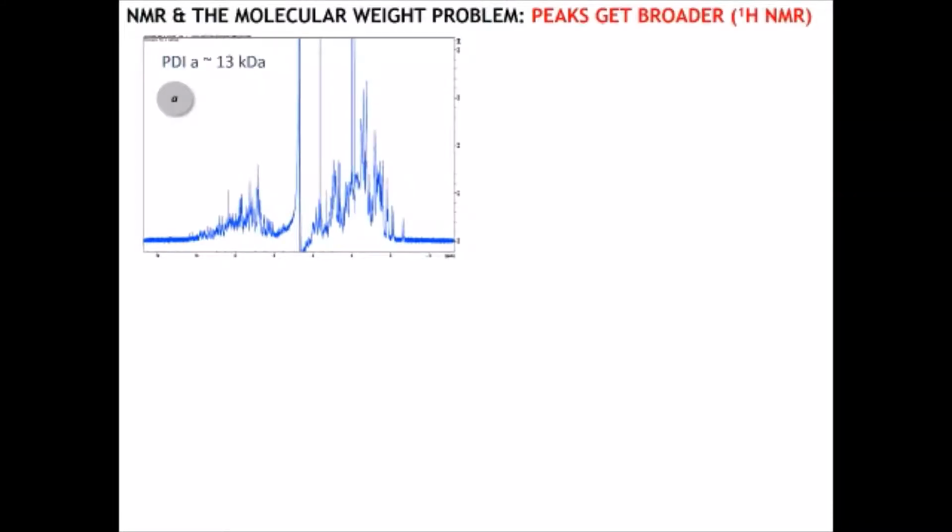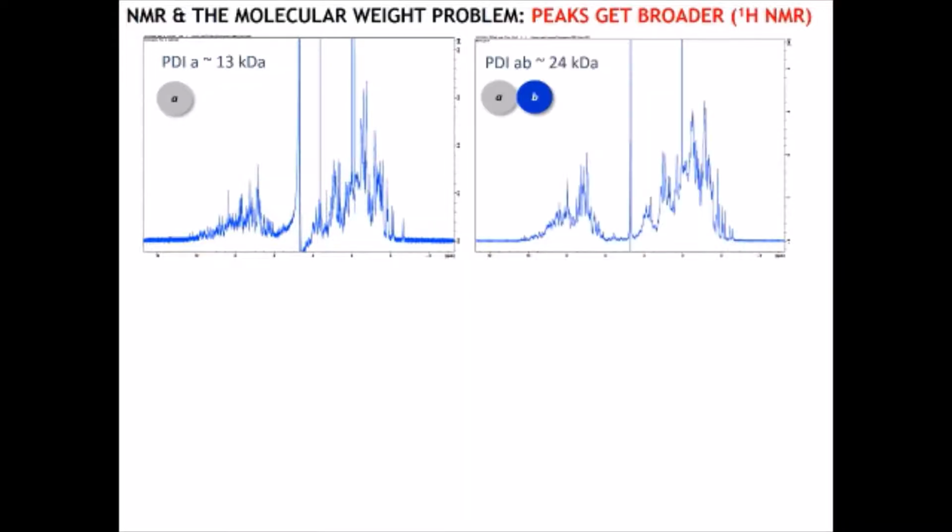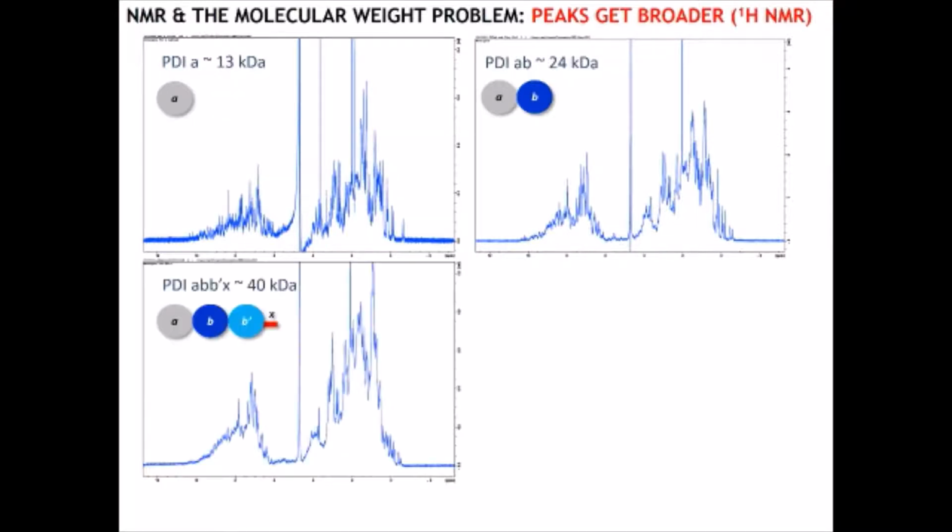So this is the NMR spectrum of the A domain. And you can see the peaks are relatively sharp. The spectrum is complicated because it's a fragment of a protein, but it can be interpreted. This is the NMR spectrum of the domains B and B prime together, 24 kilodaltons. And as you can see, the spectrum starts losing a bit the sharpness of the peaks.